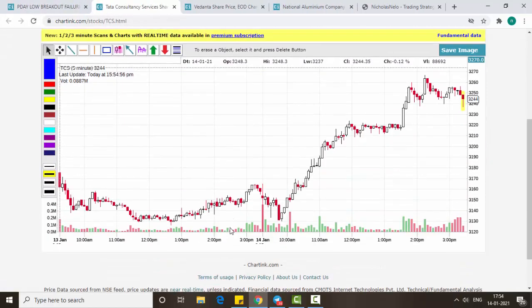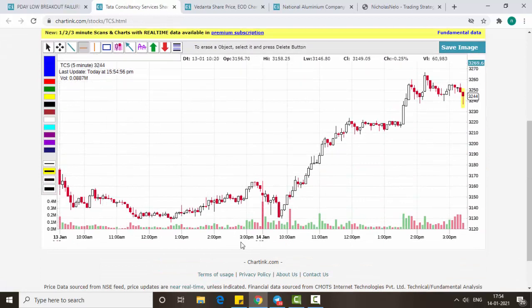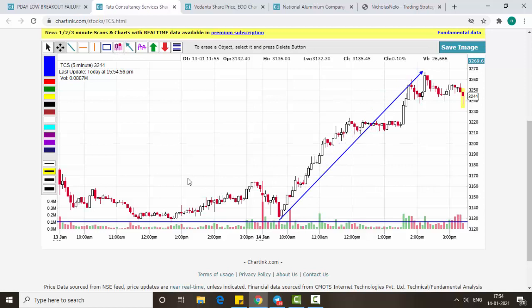TCS. Yeah, good movement in TCS today. This is the previous day low. The first candle breaks the low and the second candle gives the buy call. Then you can see it's a boom. And this was our target. But once it breaks the target also, it keeps going, and today is the jackpot.